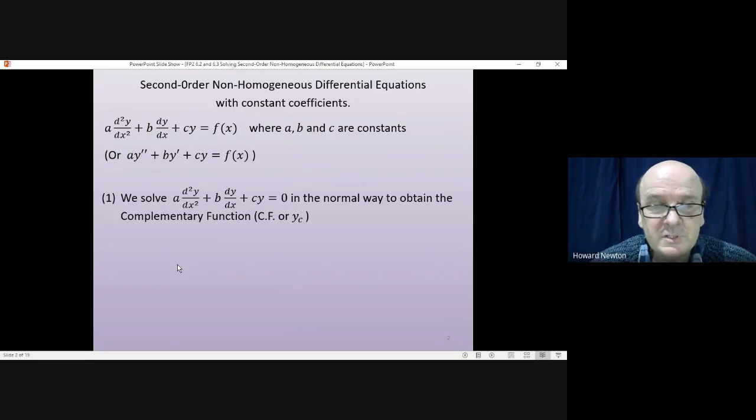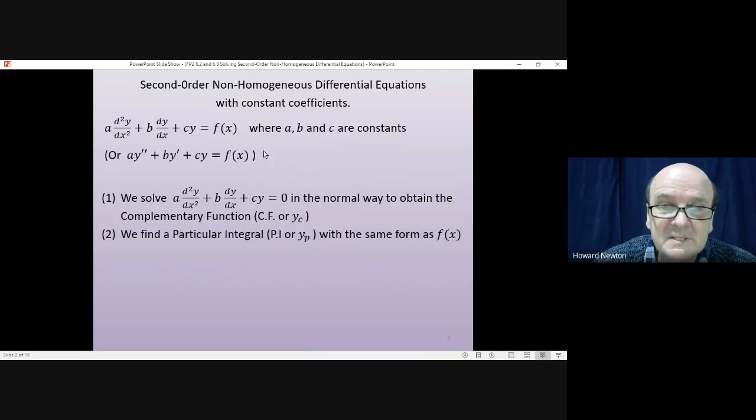There's two steps to solving these. The first step is exactly the same as we did in the last lesson. We begin by imagining the differential equation was equal to 0, and we solve that in the normal way. And the solution we obtained has a special name. It's called the complementary function, sometimes written as CF, or y with a little c.